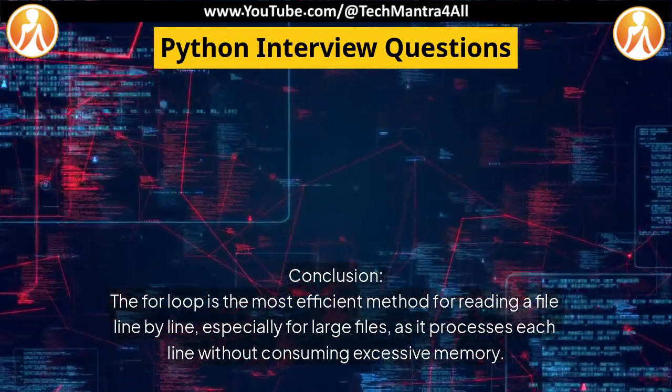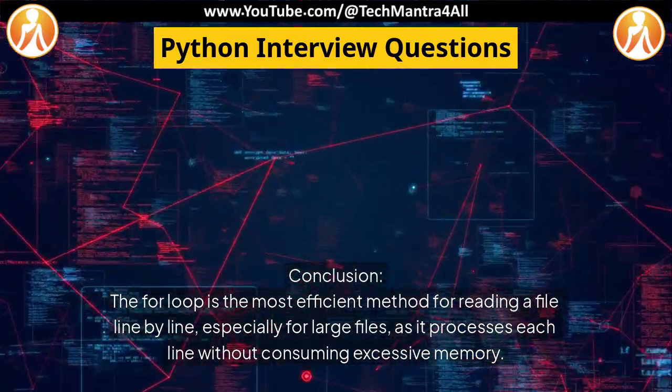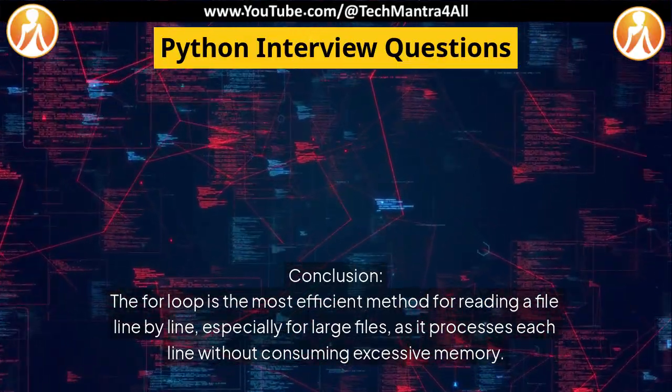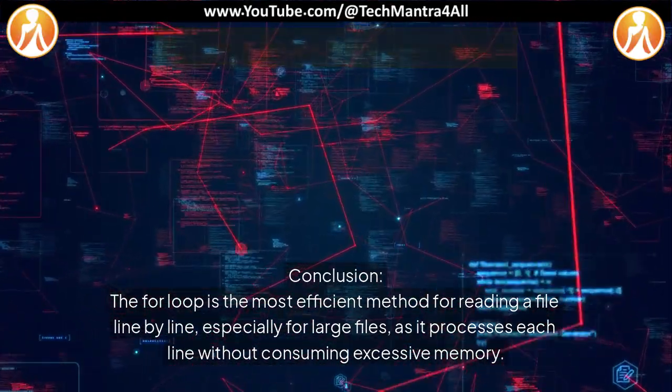Conclusion: the for loop is the most efficient method for reading a file line by line, especially for large files, as it processes each line without consuming excessive memory.